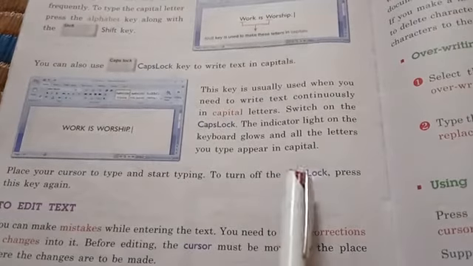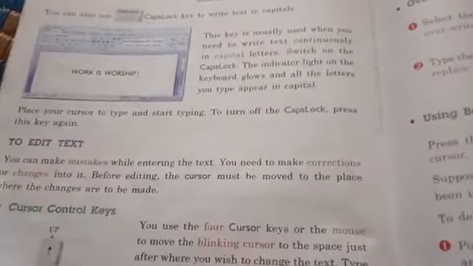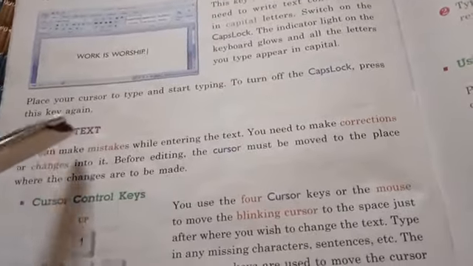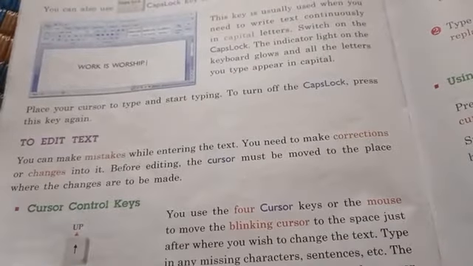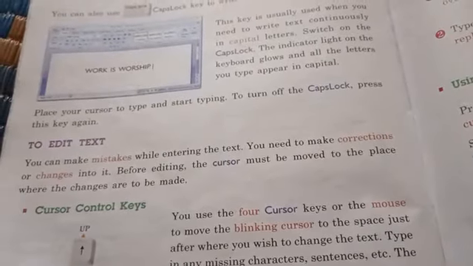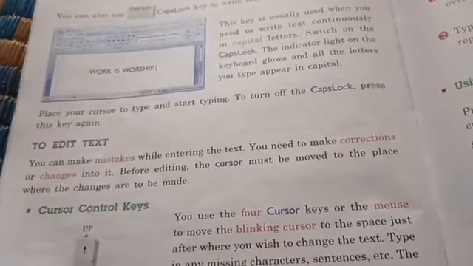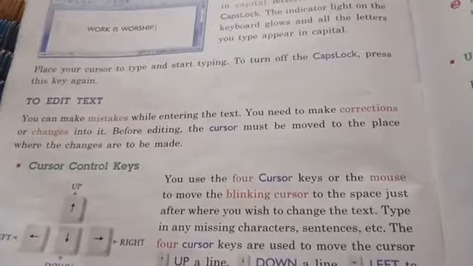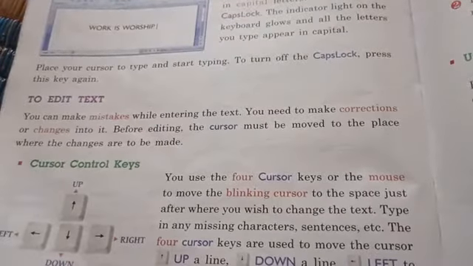To turn off the caps lock, press this key again. Now next is to edit text. You can make mistakes while entering the text, and you need to make corrections or changes to it. Before editing, the cursor must be moved to the place where the changes are to be made.